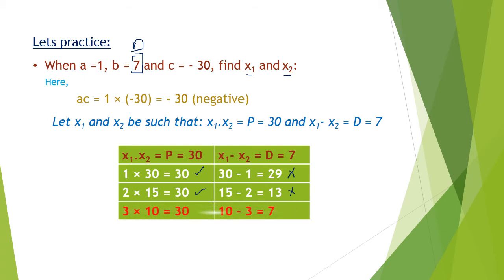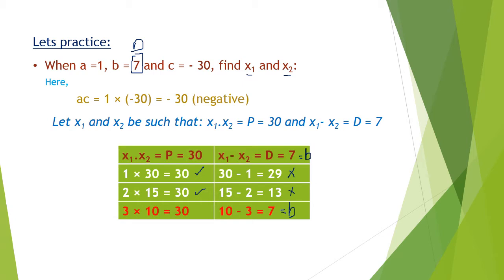Now let's check with 3. 3 into 10 is also 30, and 10 minus 3 is 7. So this is our D, isn't it? D means difference, as S means sum. Here D means difference, and the value of D will always be the value of B. Now the value of B is 7, so the value of D is also 7.